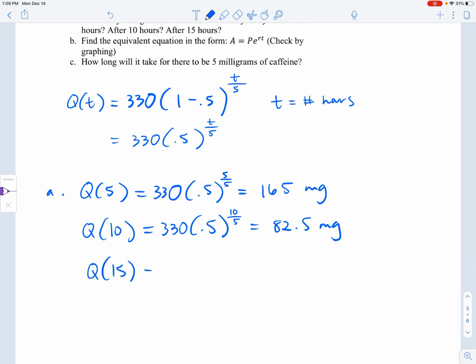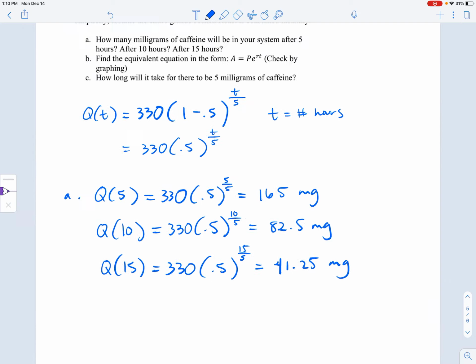And after 15 hours, that's after 3 periods have occurred, and I'm just plugging this into my calculator, although again, you could figure it out just from halving the previous amount. Oh, I wrote divided by 3 when I was saying 3 periods have occurred. But that ends up being 0.5 to the third power, right? Since 15 divided by 5 is 3. So that would be 41.25 milligrams.